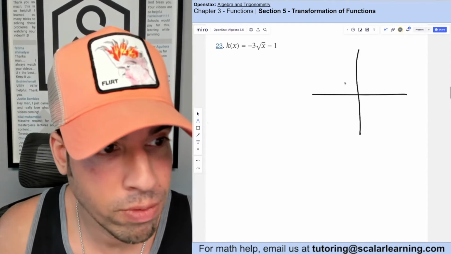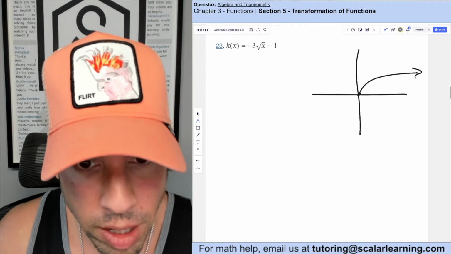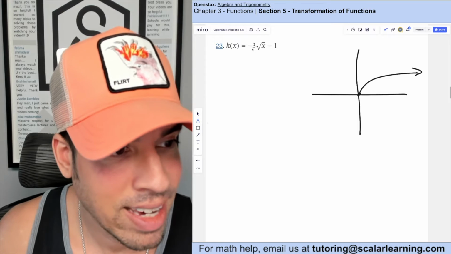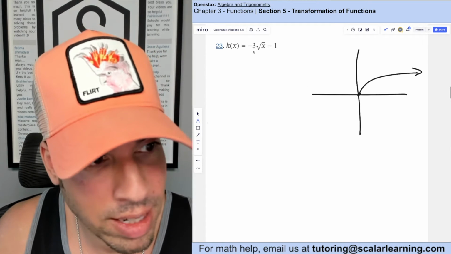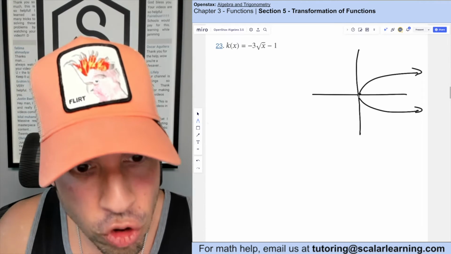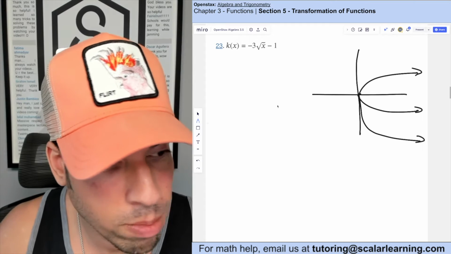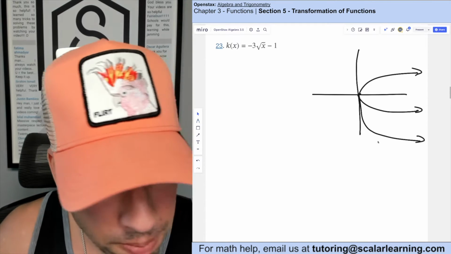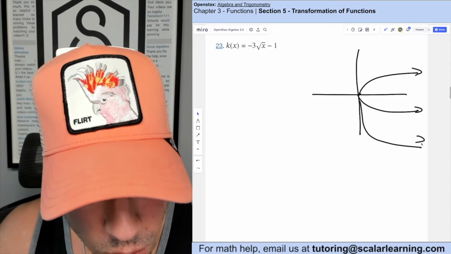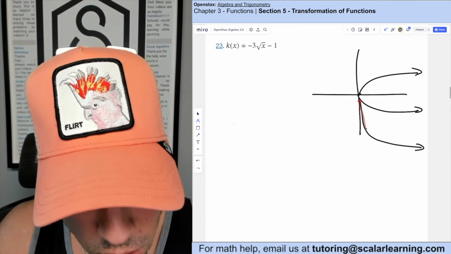So let's apply these. So first, our normal radical function would just look like this, okay? But it's negated and stretched. So the negation in the front is a flip across the x-axis. Then it's stretched out by that 3, and then we're shifting it down by 1. So this thing is coming down by 1 like so. And so this would be something like what our final function looked like.